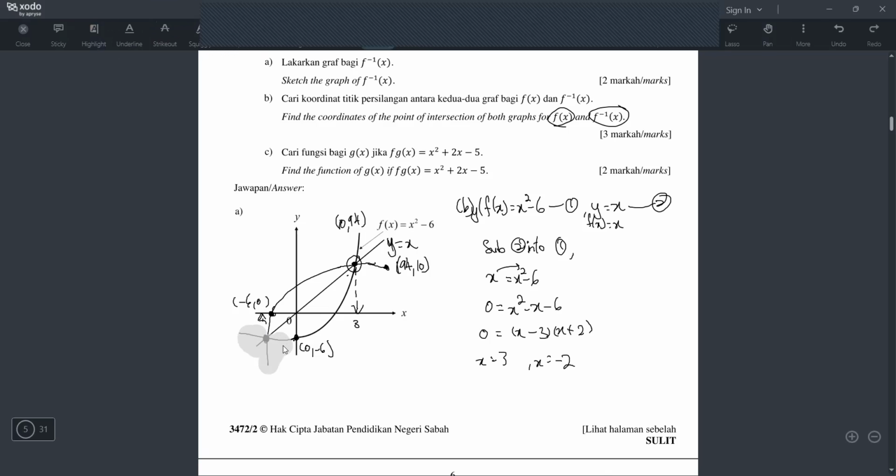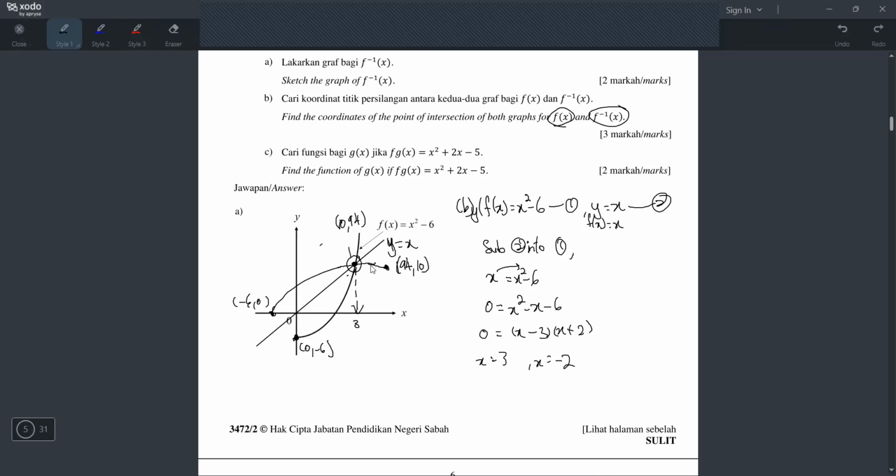Because I'm scared it will affect my marks. So I will just erase all this. So this is just the sketching. So that's why we only want the answer 3. So, find the coordinates of the point of intersection of both graphs. The answer will be 3.